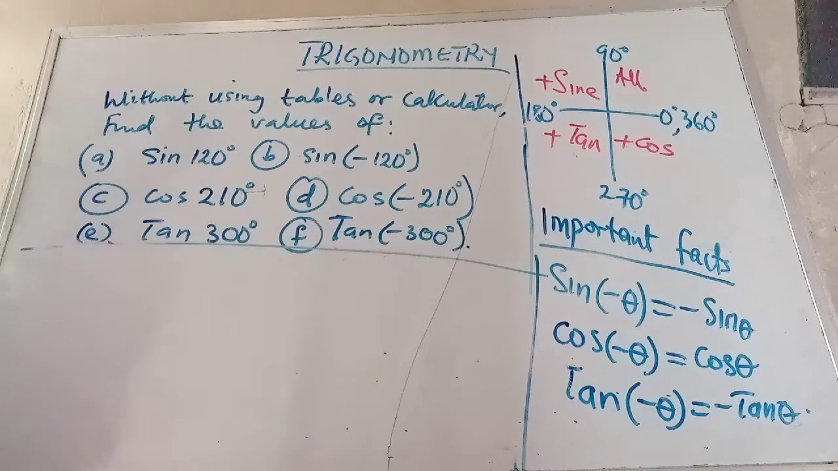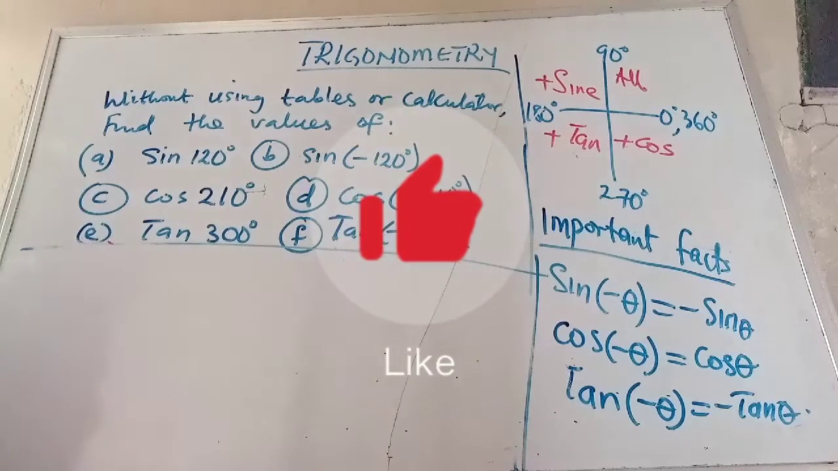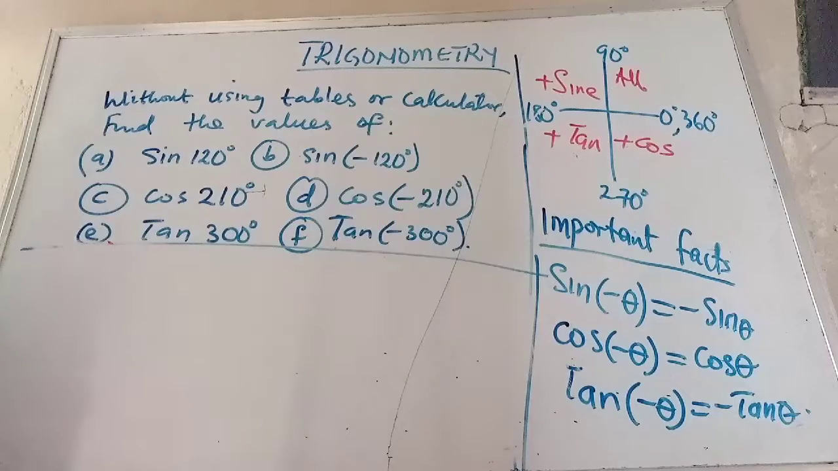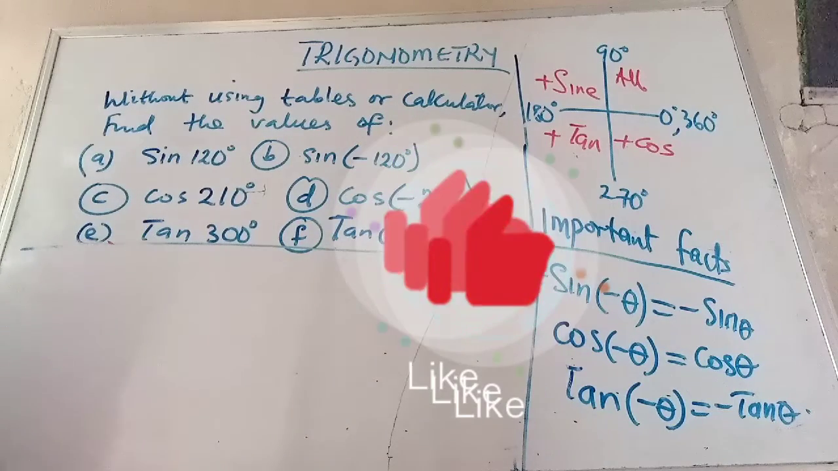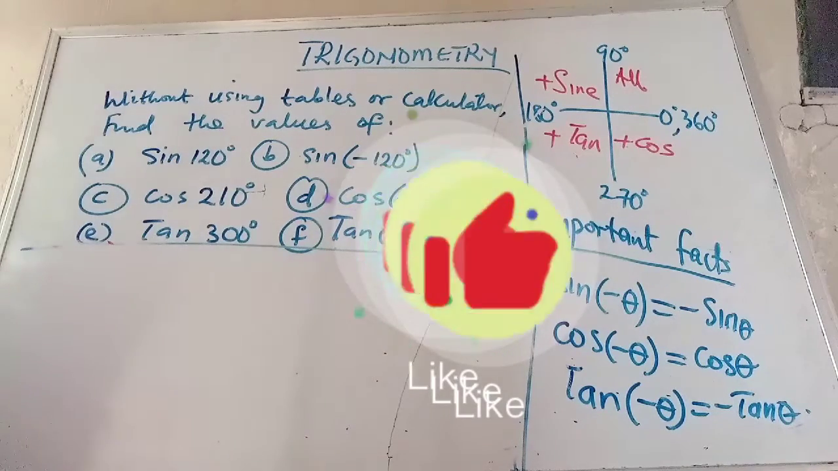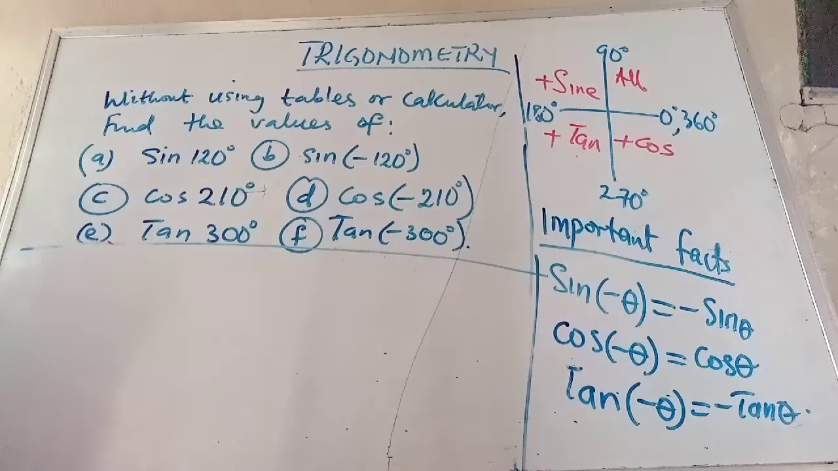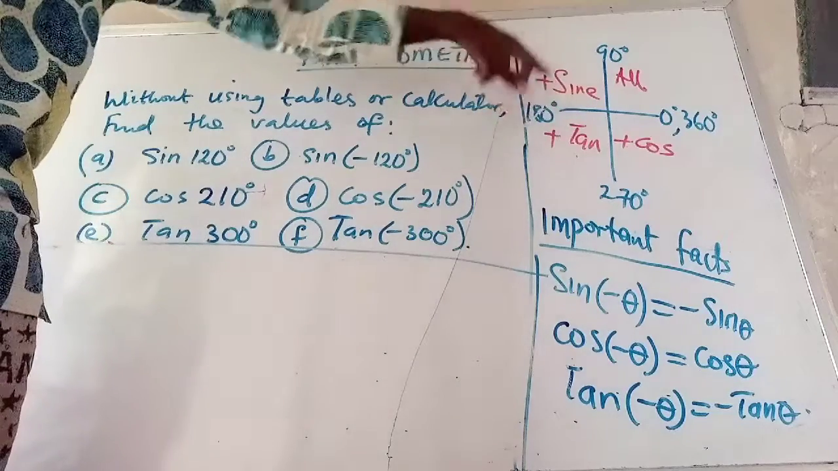Good day to you. Today we want to have a look at how we can find the value of certain angles in the given trigonometric ratios without using tables or calculator. And the secret behind finding that is the understanding of four quadrants.